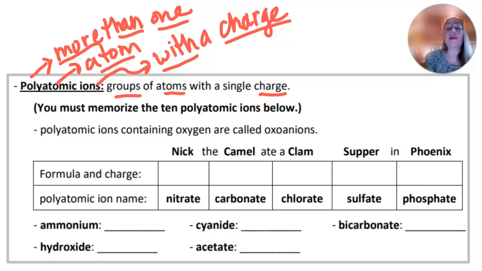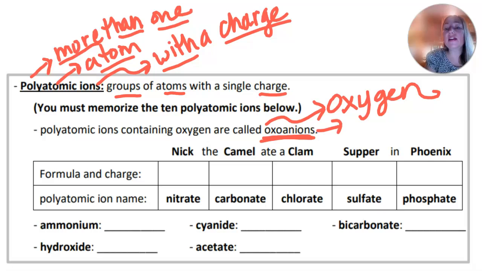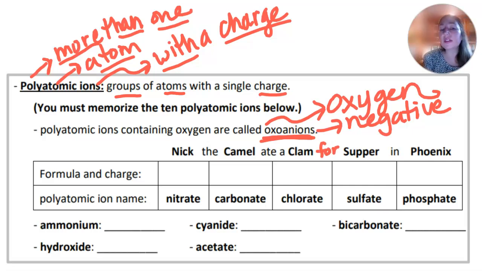So the way that we remember these oxoanions, they have oxygen. They're anions, so they're negative, polyatomic ions. So they're negative, and they have oxygen. Is with this little trick. It's Nick the camel ate a clam for supper in Phoenix. I like the 4. Clam for supper in Phoenix. The important words are the big ones: Nick, camel, clam, supper, Phoenix. So the longest words in the sentence are the important big ones.